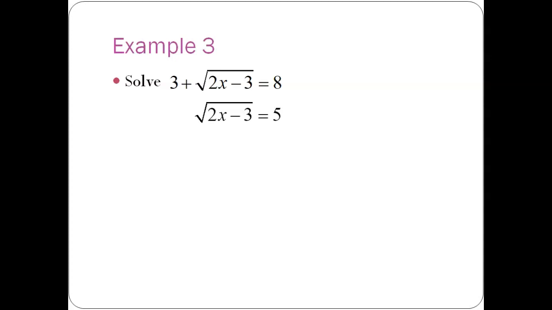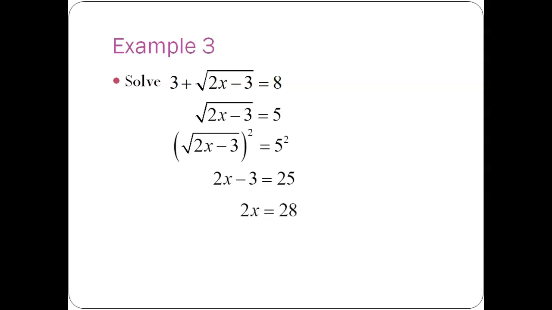Now that we have the square root by itself, now we can square both sides, and that will leave us with 2x minus 3 on the left, and then 5 squared is 25 on the right. So 2x minus 3 equals 25. From here, we can solve for x. So we can add 3 to both sides and get 2x equals 28, and then divide both sides by 2 and get x equals 14.